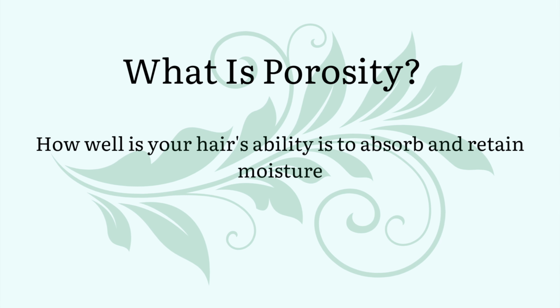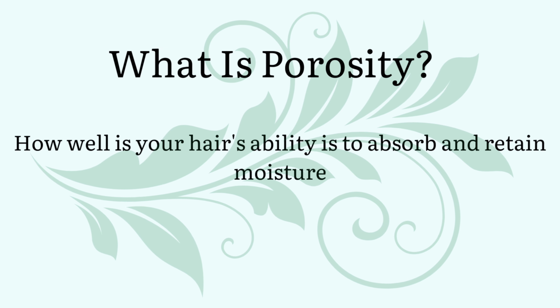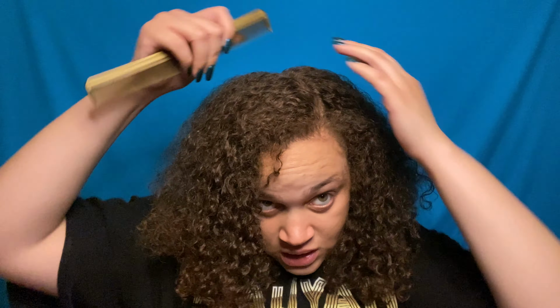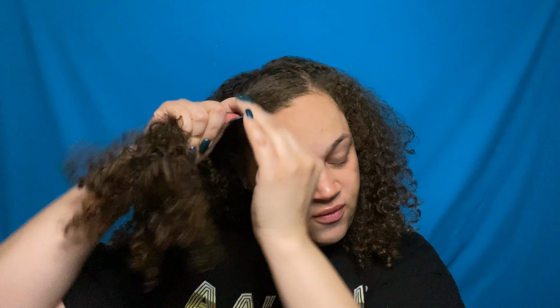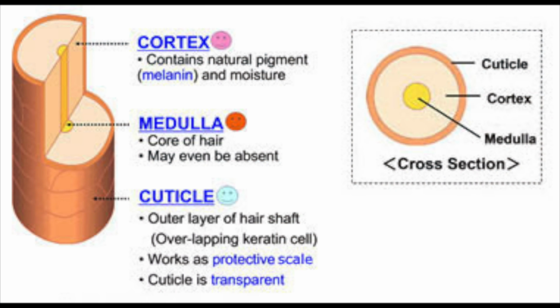So porosity in basic terms is your hair's ability to retain moisture. And there are different levels of porosity, as I said in my previous video, like a medium to high porosity, and then you have low as well as just high. So if we look at the hair strand, it is 3 different layers. Some people might only have 2 layers, but for the most part, people that have curly hair to coily hair will have about 3 layers.